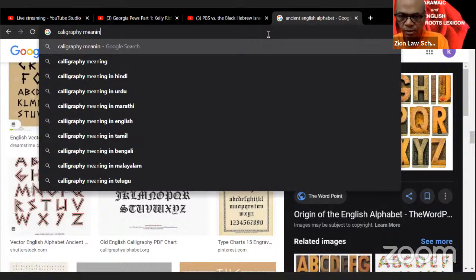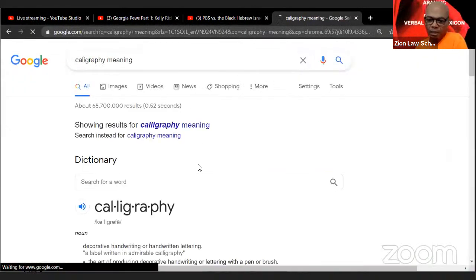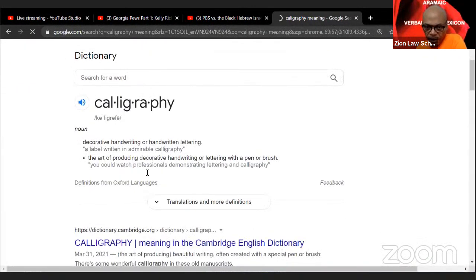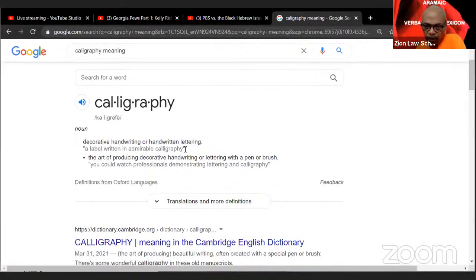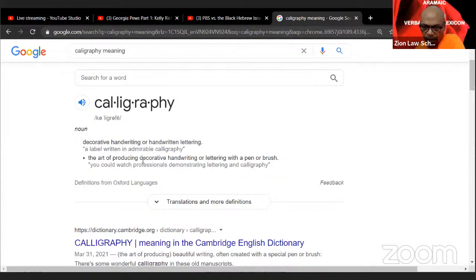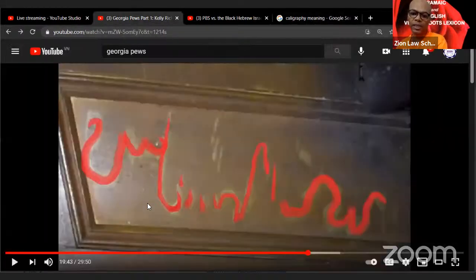before we get into it. So let's get a meaning of the word calligraphy. So calligraphy, decorative handwriting or handwritten lettering, the art of producing decorative handwriting or letter writing with a pen or a brush. Okay, so this is the meaning of calligraphy. So now let's get into our topic.